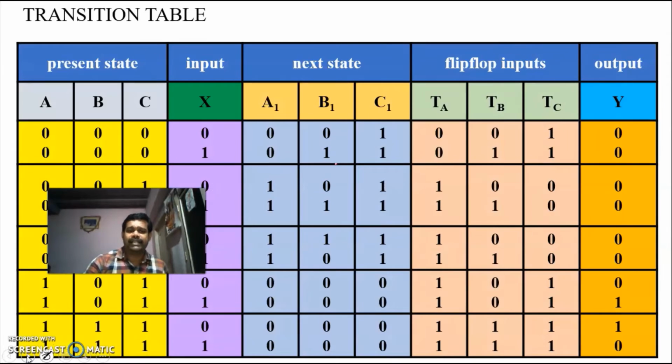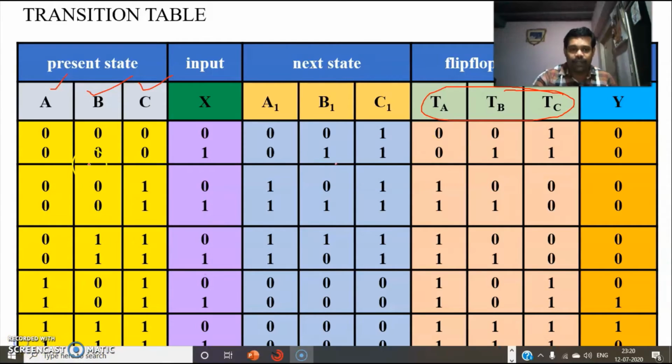We have to go for the transition table, and here we are using T flip-flop. After filling that transition table, you have 3 variables for the present state, so you need 3 flip-flops. So we have used T flip-flop here. The advantage of T flip-flop is for filling the values of the flip-flop inputs TA, TB and TC.